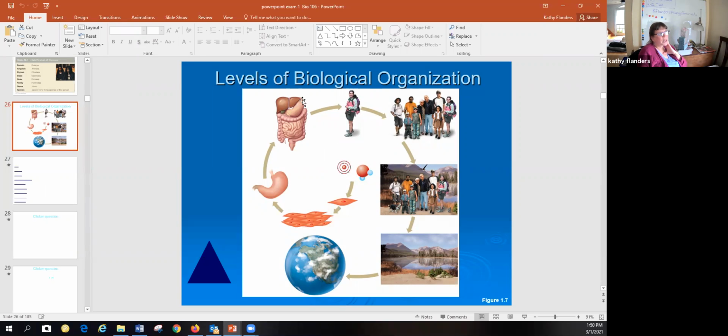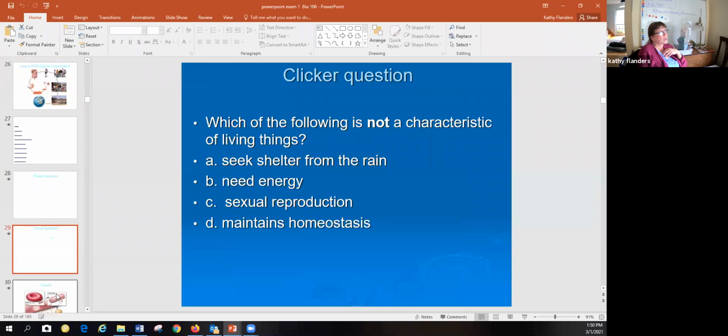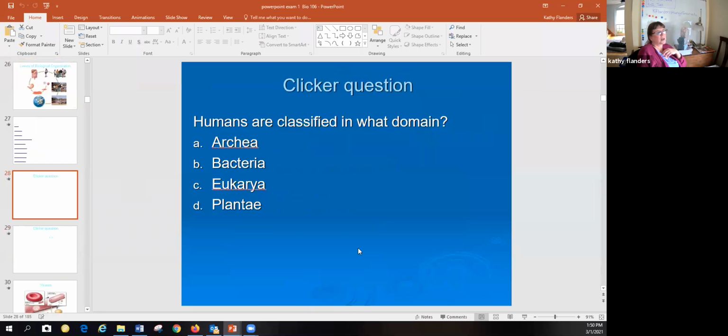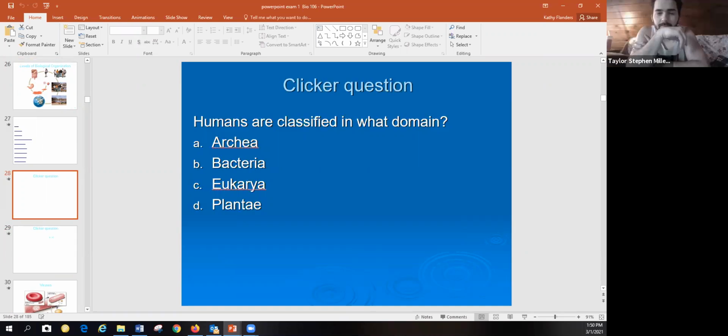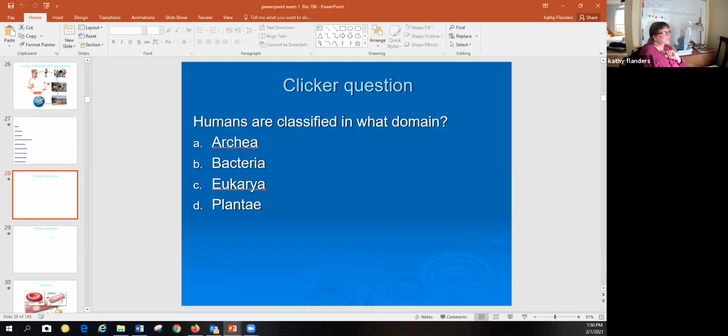So we have organs, and we'll do more of this. This is a tissue. And in a couple of weeks, we'll be doing that in labs. So we have a cell, but cells of a similar type make up a tissue. And then a variety of tissues makes up an organ, and then an organ system. Let's see. Humans are classified in what domain? Eukarya. Eukarya, absolutely.